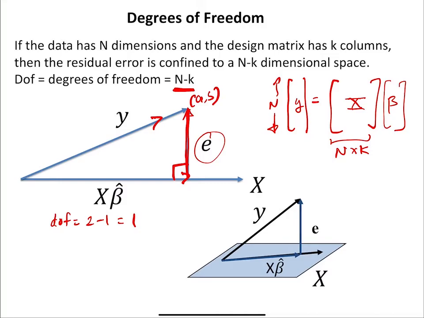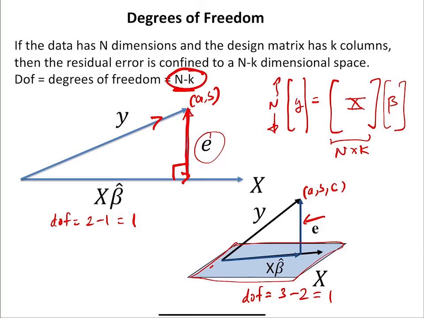And for example, in this case, y could be a three-dimensional vector, a, b, or c, but E has to be perpendicular to this two-dimensional plane because now X has 2 dimensions. So here, the degrees of freedom is d f equals 3 minus 2. Once again, it's just 1. Okay, the error has to lie in this. Okay, but anytime you see a design matrix and you're wondering what the degrees of freedom are, it's just going to be n minus k.